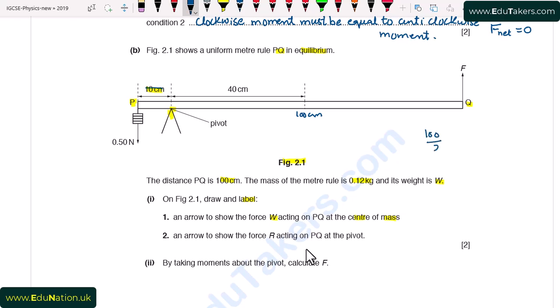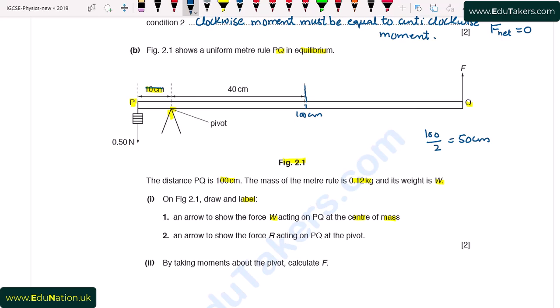So I divide it by 2. It will be 50 centimeter. At a distance of 50 centimeter from P point or Q point, the center of mass of this rule exists. It is at this point.